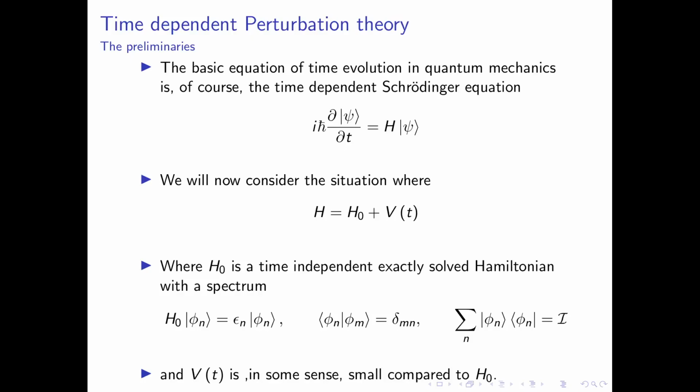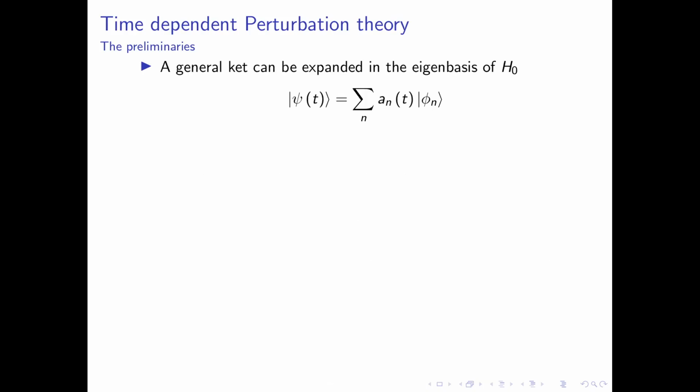The question here is, how does the time evolution of the state ket psi of t change because of the effect of this perturbation V of t? Obviously, a general ket can be expanded in the eigenbasis of H0, simply because the eigenbasis of H0 is assumed to be a complete set. So ket psi of t can be written as a sum over all the states n of a_n(t) ket phi n, where a_n(t) are the time-dependent coefficients which tell us about the time evolution of the ket psi of t.